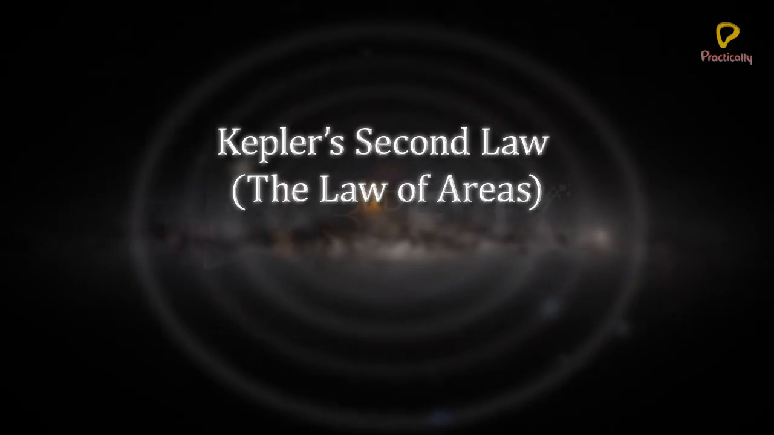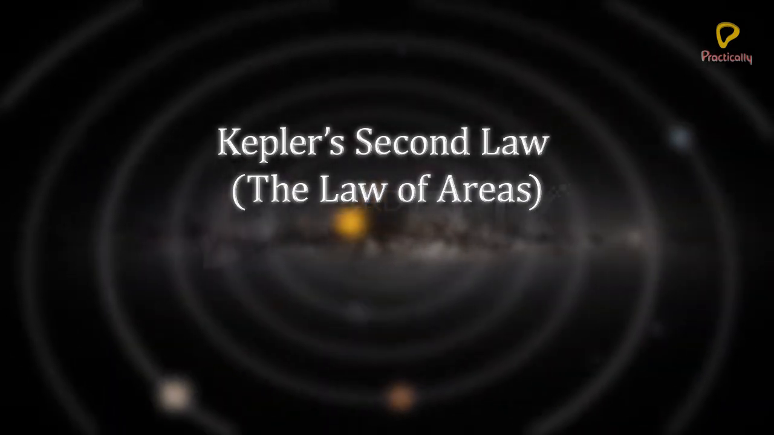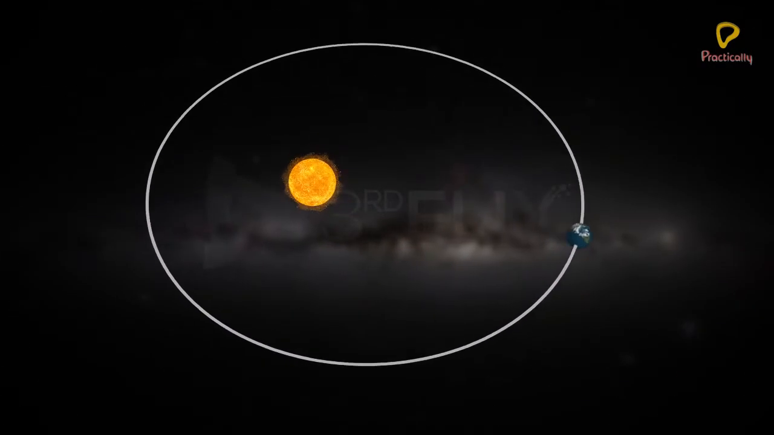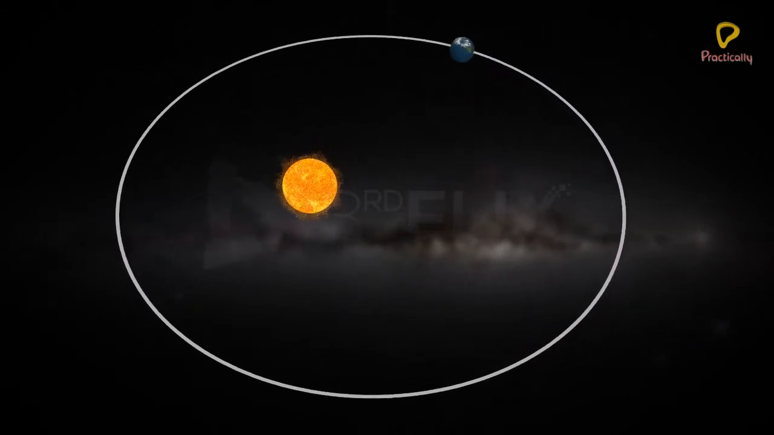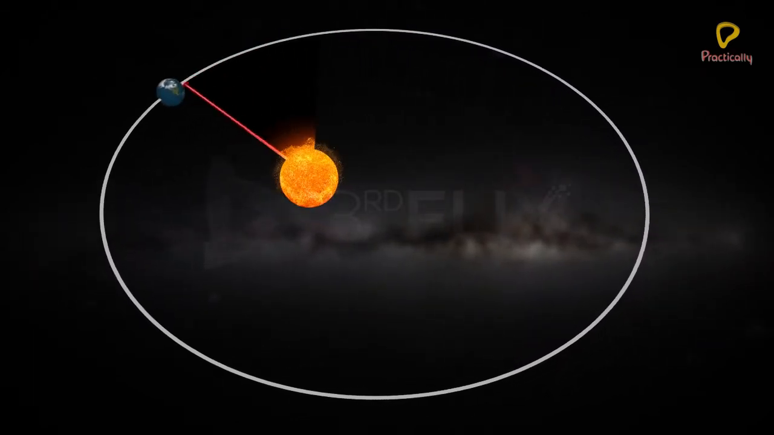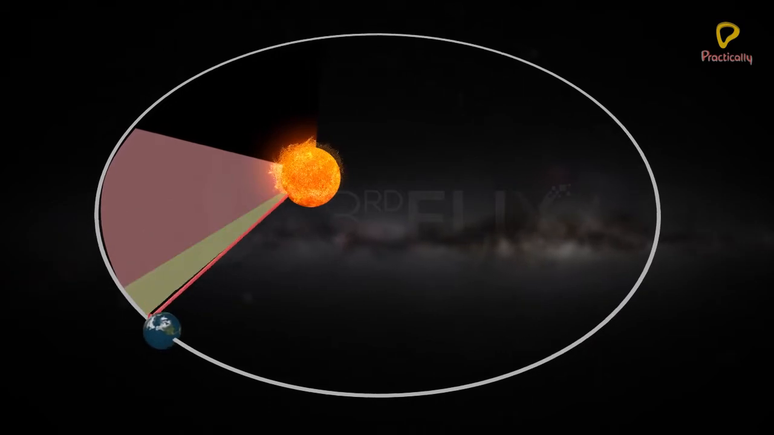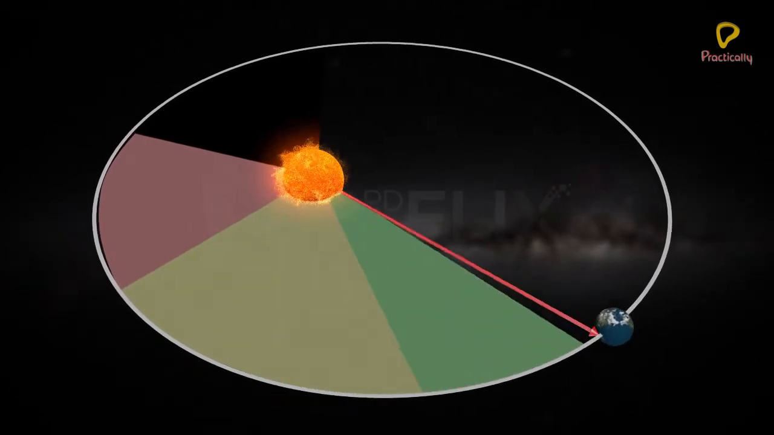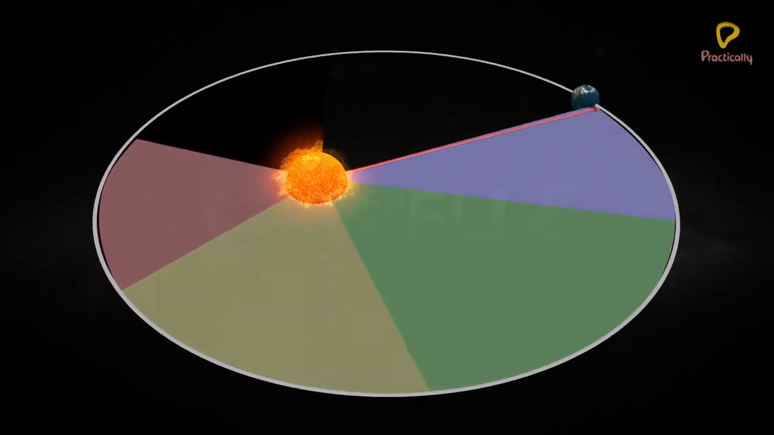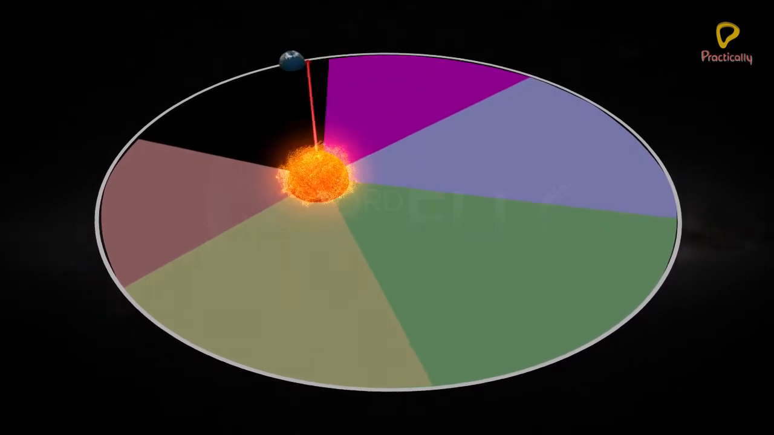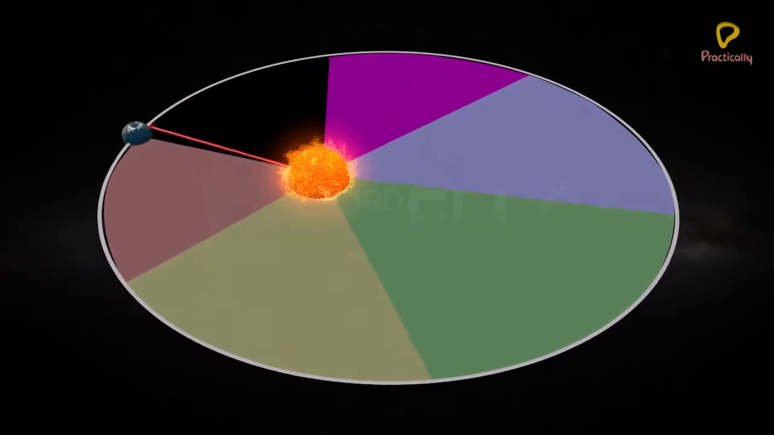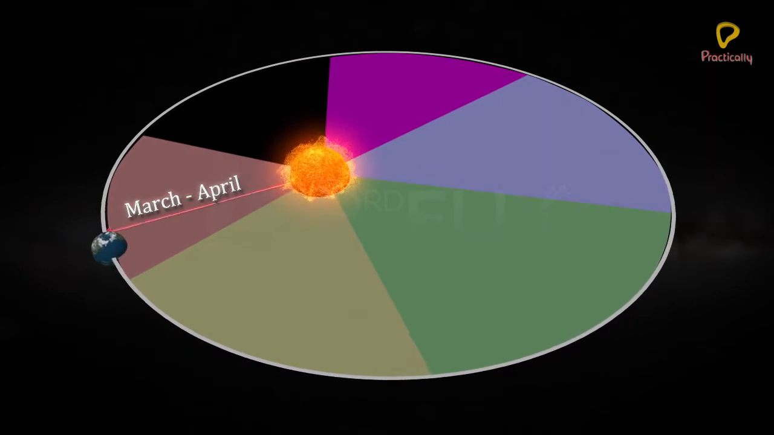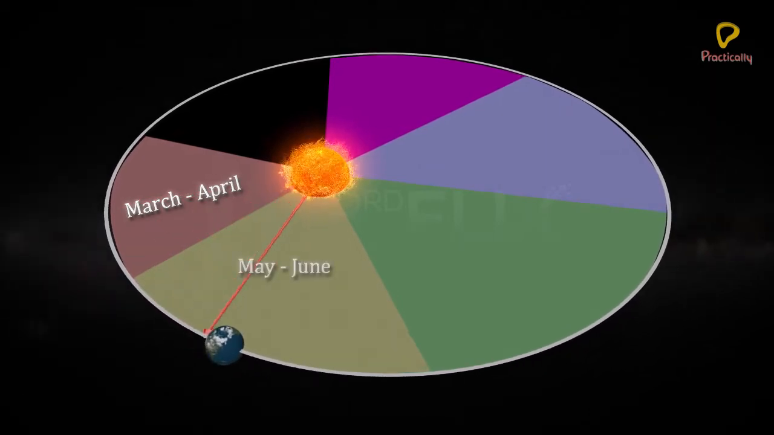Kepler's second law, the law of areas. Kepler's second law states that the line joining the Sun and planet sweeps out equal areas in equal intervals of time. For example, the area swept by the Earth in March and April equals the area in May and June.